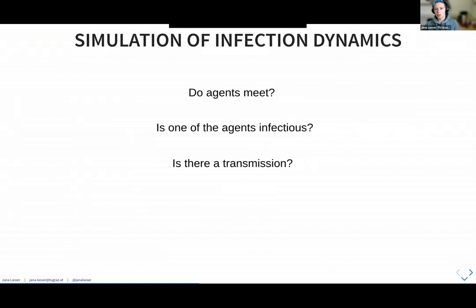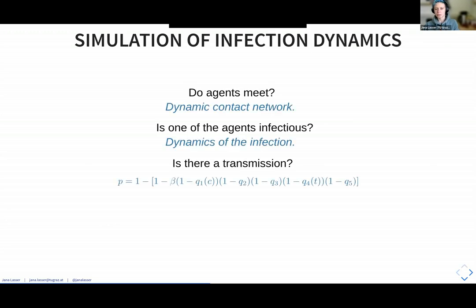All right, now to simulate how the infection is transmitted or spreads throughout the school, we basically have to answer 3 questions. First question is, do agents meet? Then, is one of the agents infectious? And the last question, whether there is a transmission between the agents or not. The first question is answered by our dynamic contact network. And I say dynamic here because the contact networks I just showed you depict a weekday, and during weekends, we remove all the contacts that are caused by the school, and we only keep the household contacts.